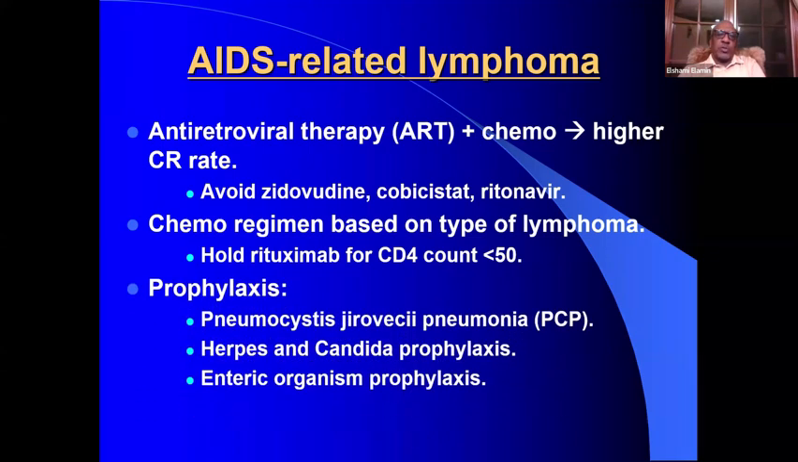chemo regimens. Remember just to hold the rituximab if CD4 count less than 50, because rituximab also wipes out the B cells, so we don't want to lower the CD4 further. Remember prophylaxis for PJP, herpes, candida prophylaxis, enteric organism prophylaxis.